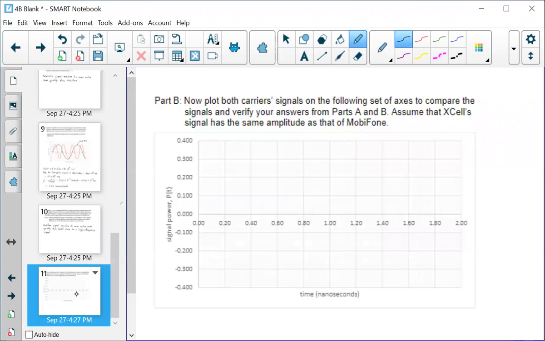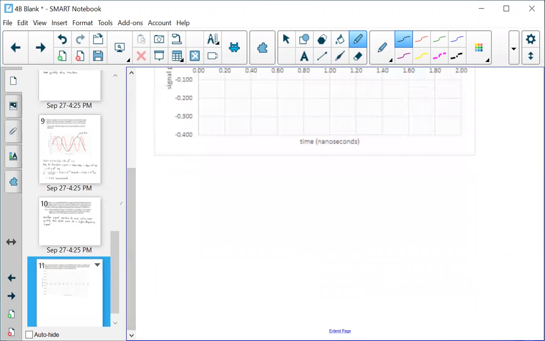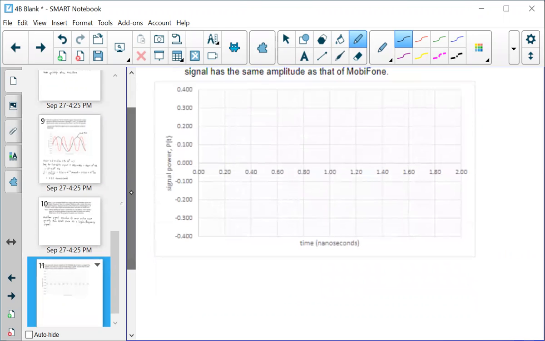Now plot both carriers' signal on the following set of axes to compare the signals and verify your answers from part A. Assume that Xcell signal has the same amplitude as that of Mobiphone. So again, we have a graph here. Let me just scroll this down, make a little bit more room. And then there's our graph. So let's plot, I'll do Mobiphone first, starting here. Just recreating the graph.